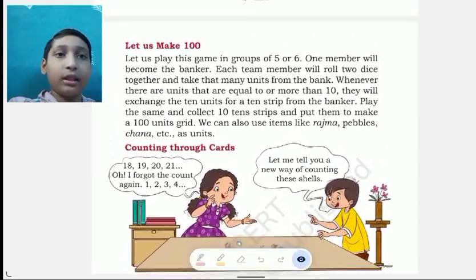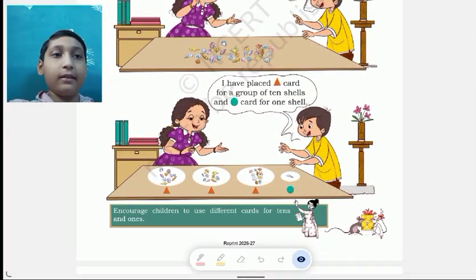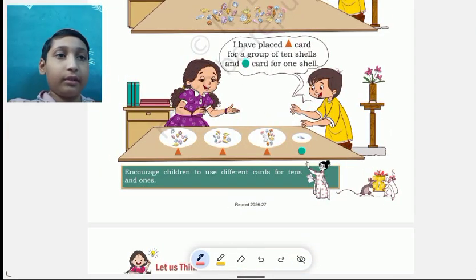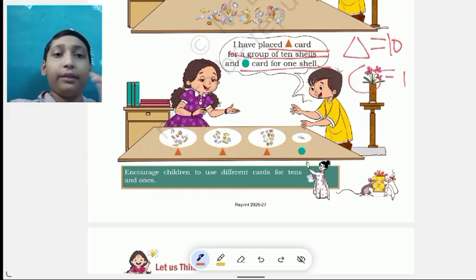So this is an activity. You can play this with your friends. So I'm going to explain the very last of it. I have placed a triangle card for a group of 10 shells and a circle card for 1 shell, meaning that the triangle card is equal to 10 and the circle card is equal to just 1.